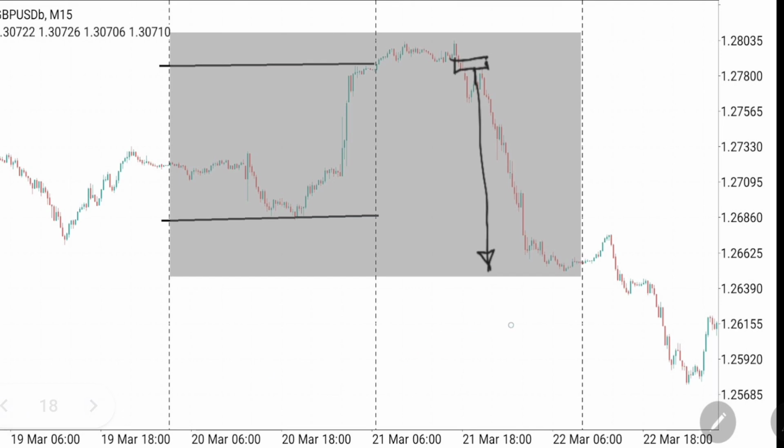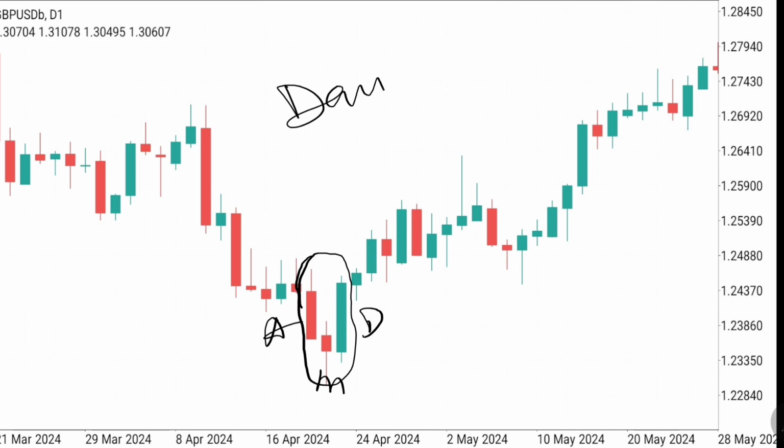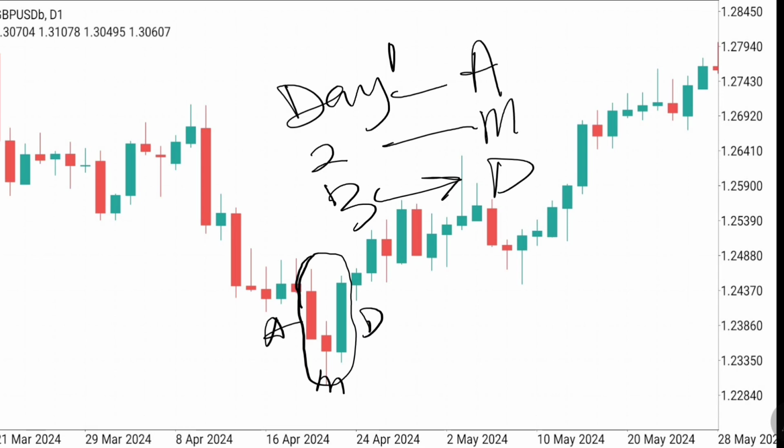Now let us move to the three candle pattern. This is a clear example of the three candle pattern, and it is the simplest. This is the AMD. The first candle is the accumulative phase. This happens over the course of three days. Day one is the accumulative phase, day two is the manipulative phase, and day three is the distributive phase.